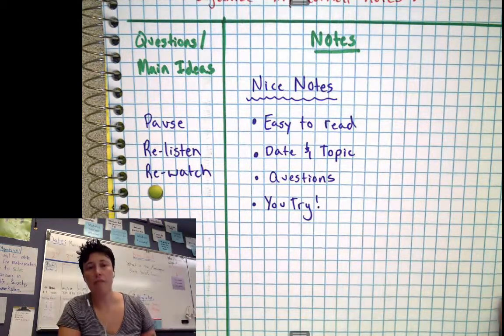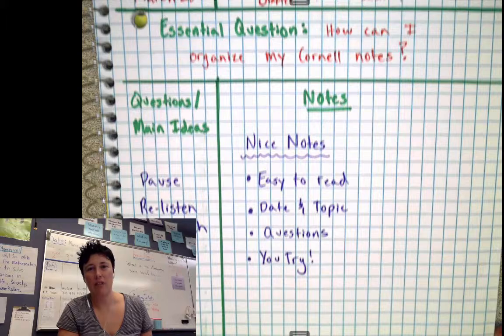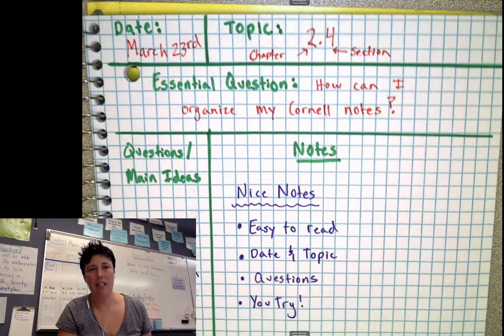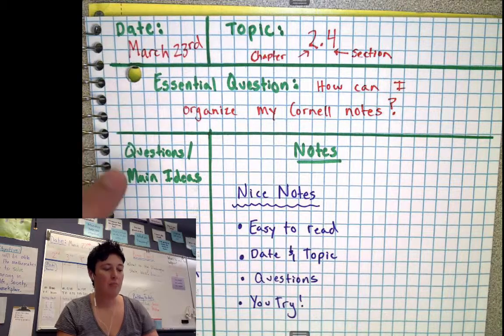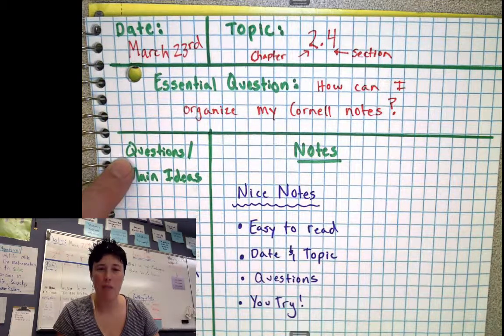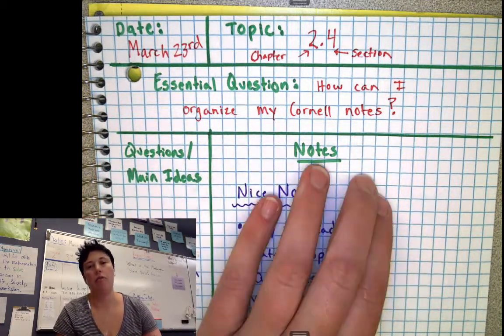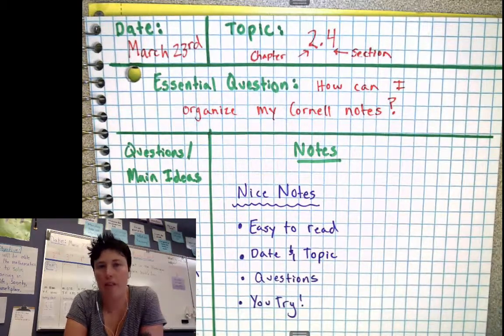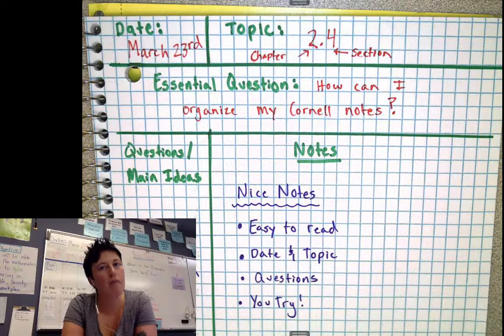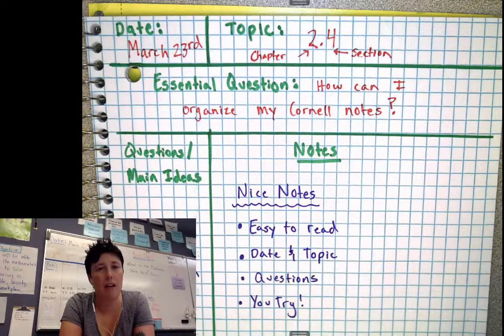Okay, so that is kind of the general note-taking strategy. It looks kind of like this: date, topic, essential question, questions and main ideas that you come up with, and then the notes where you're going to do most of the writing. Please follow along in those tutorial videos. If I'm writing something down, you're probably supposed to also be writing it down.